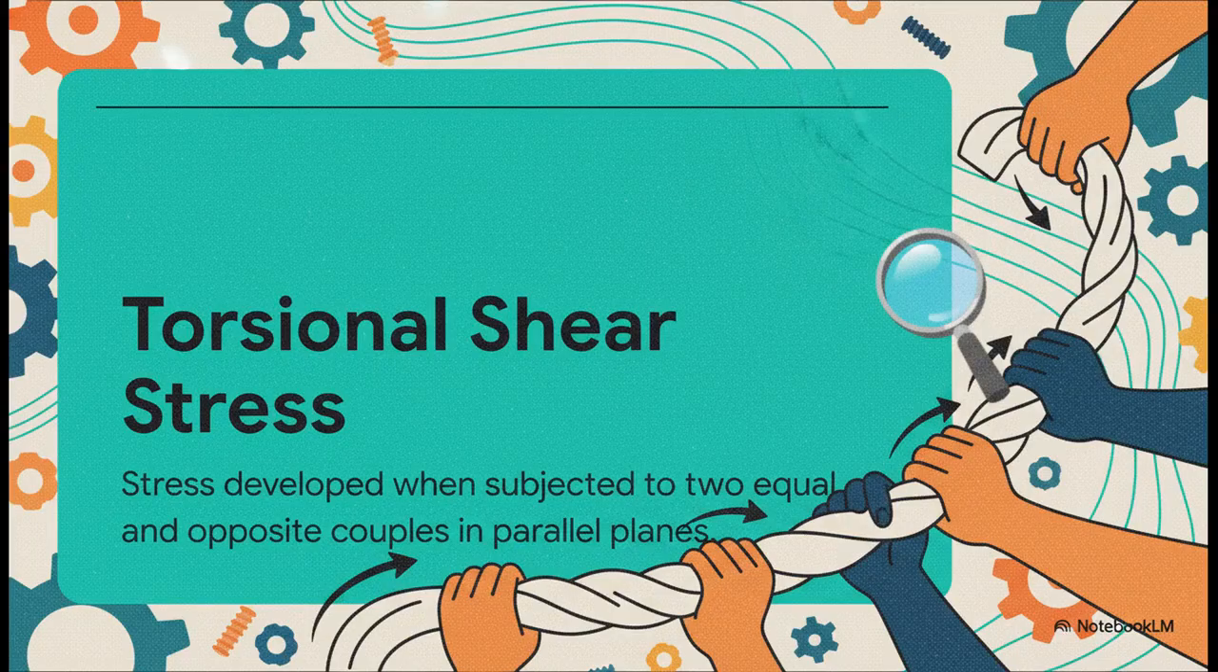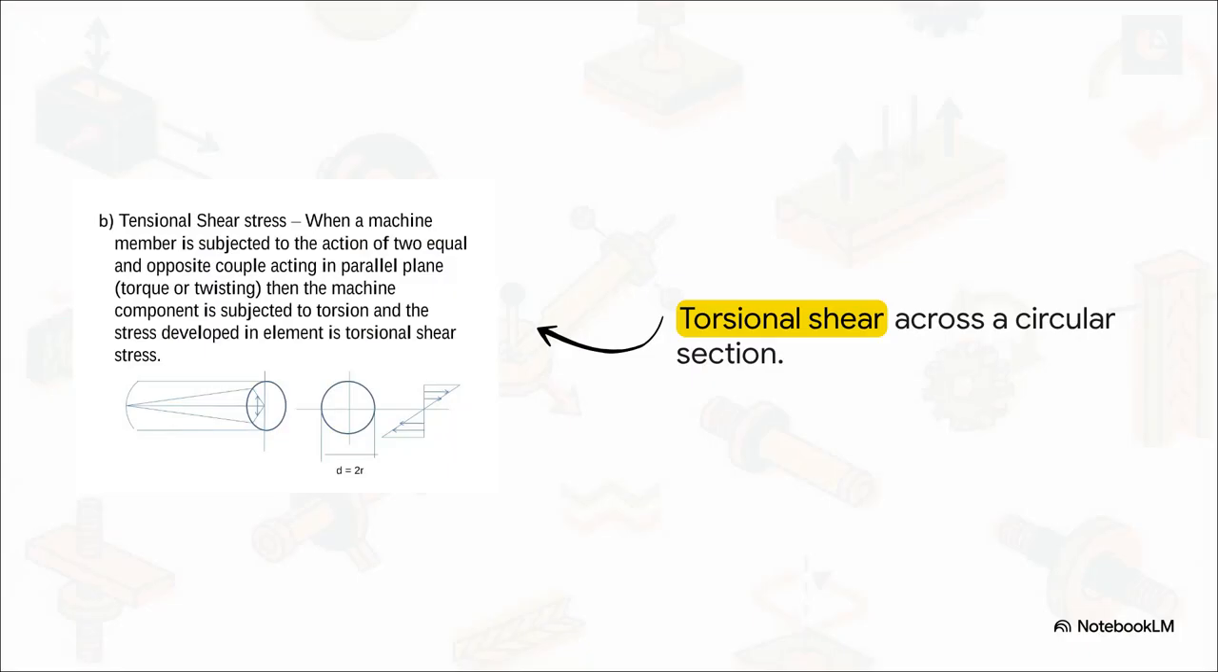Then there's torsional shear stress. The definition sounds a bit complex: two equal and opposite couples acting in a parallel plane. But physically, it's super intuitive. Just think about wringing out a wet towel. That exact rotational twist you're applying with your hands is creating torsional shear stress right along the length of that towel. Looking at a cross-section of a shaft under torsion, check out the stress distribution.